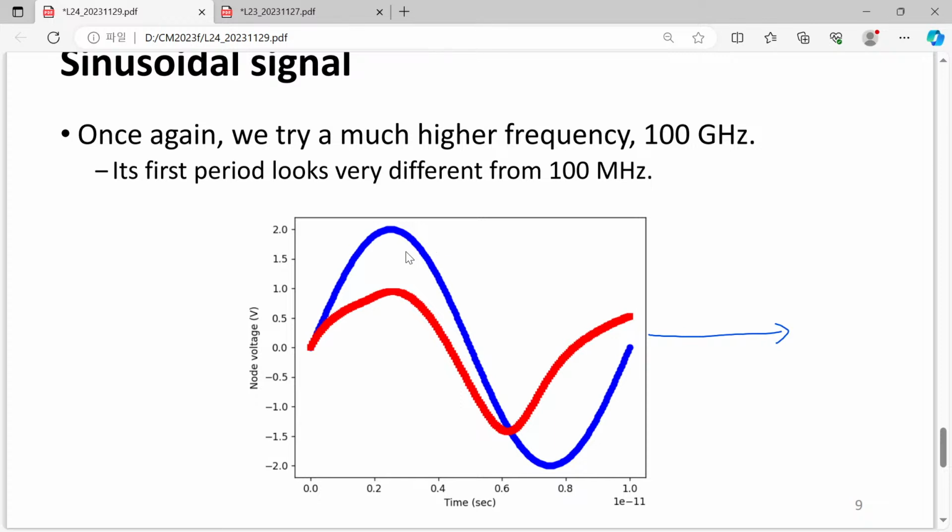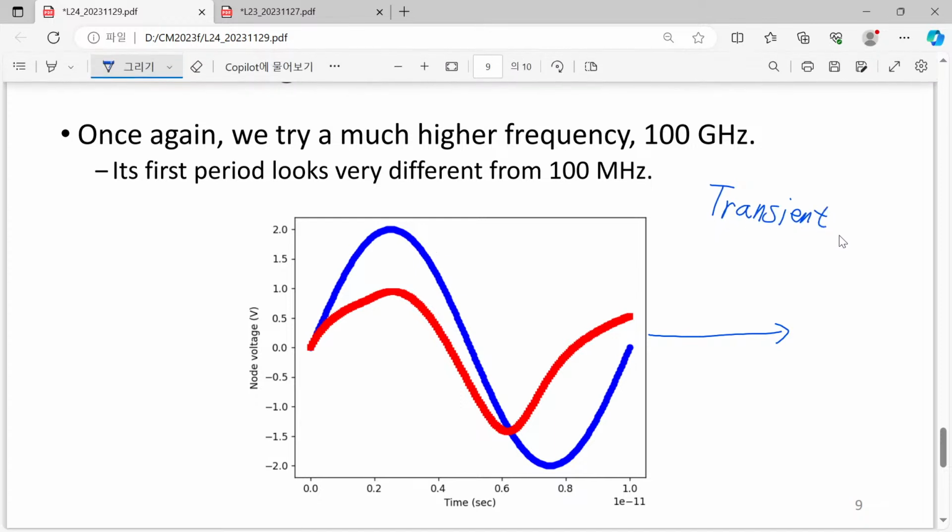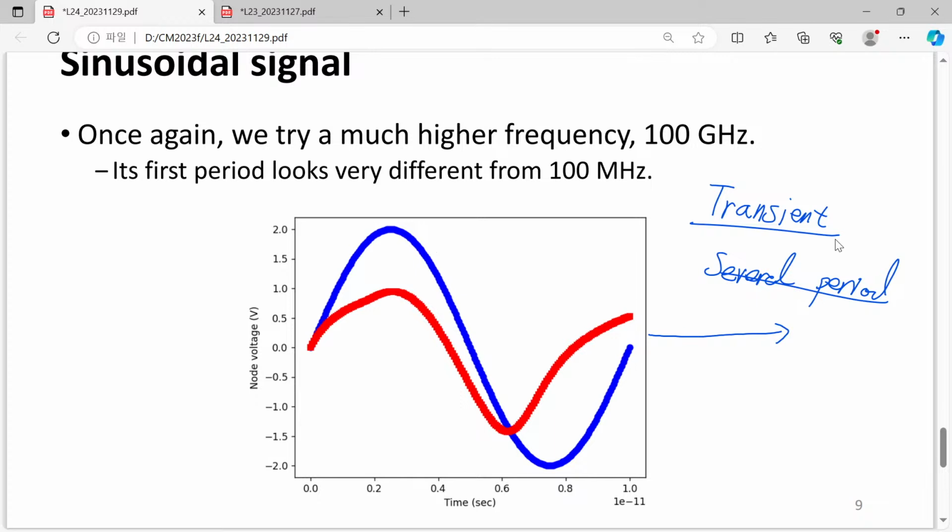So unfortunately, for that reason, transient simulation sometimes requires several periods to get the final solution. So that is the main motivation to find another way to calculate the response.